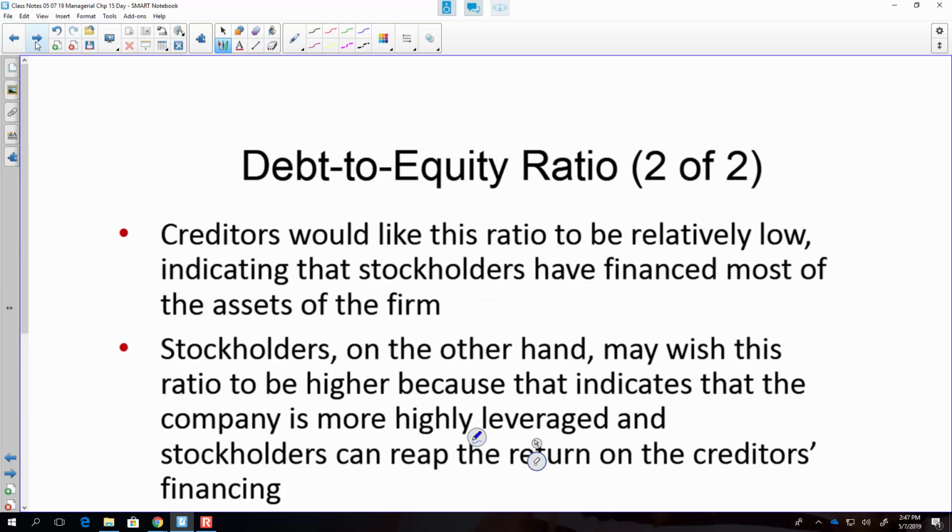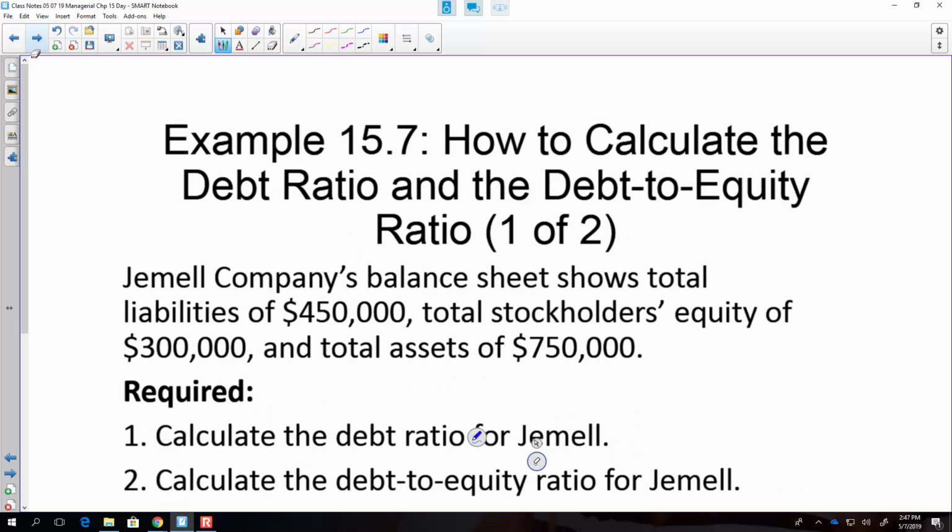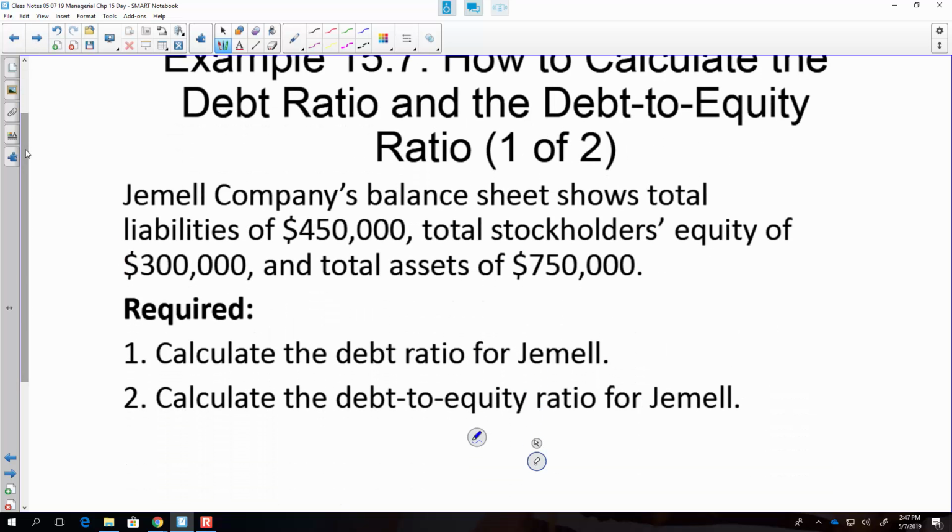So Example 7 then shows us those computations. Example 7 is on page 855.